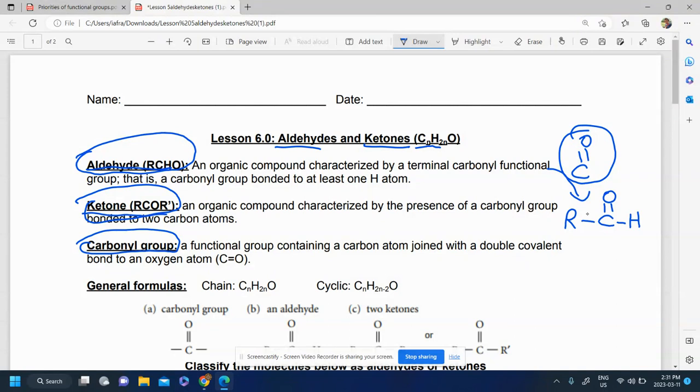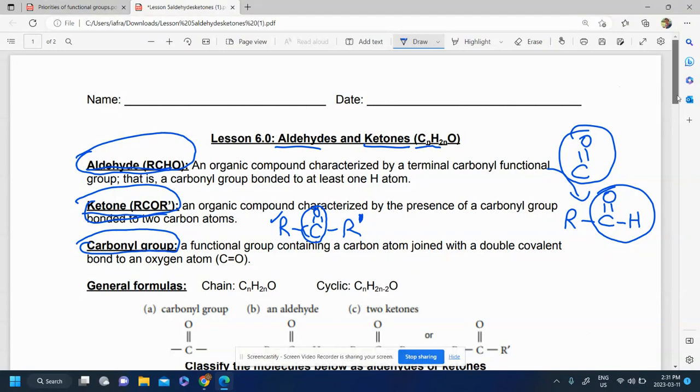Whereas if you had a ketone, you'd have R, which is a carbon chain, C double bond O, and on the other side, another carbon chain. Sometimes you put the prime here to indicate that carbon chain is a different length than the one on this side over here. Doesn't really matter; they could be the same length. But the point is that this carbonyl group is somewhere in the middle, whereas for an aldehyde, the carbonyl group is somewhere at one of the ends.